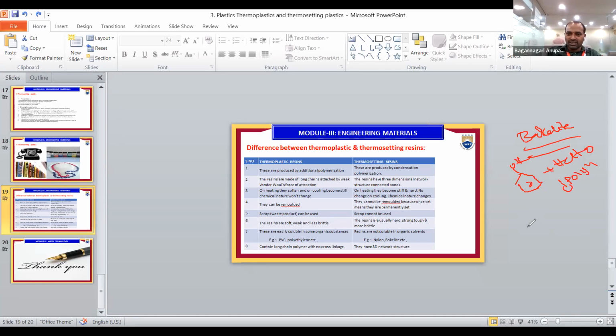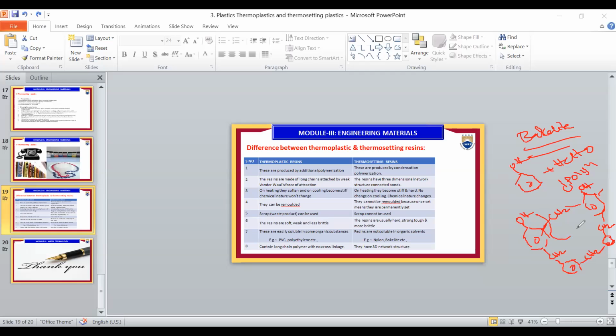Once you see the structure of this one: OH, CH2, OH, CH2, CH2, benzene ring, CH2, CH2, benzene ring. You see, in between the carbons, three-dimensional cross-links are present or not? Gaurang? Yes, sir. SP2 hybrid. That's why it becomes hardened.